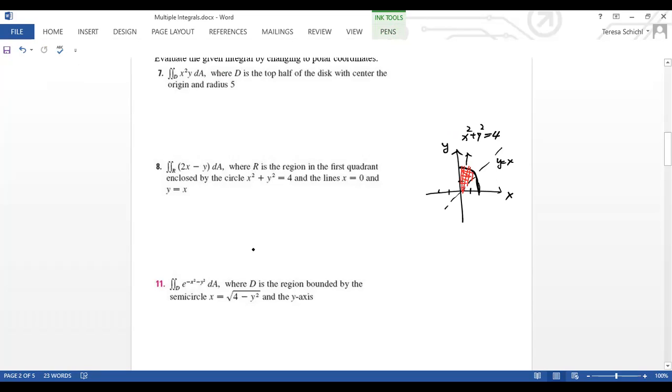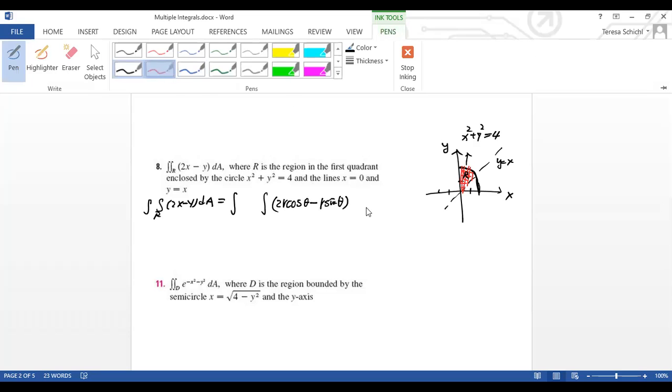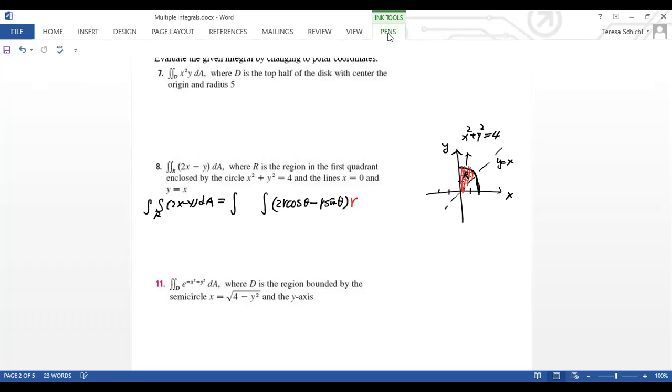So in here, I said, okay, now let's try to change it to the polars, right? This one's here, this is my region R. So I said region R, 2x minus y dA. Let's switch to the polars here. So 2x is 2, what is the x? R cosine theta, right? So 2r cosine theta minus y is what? R sine theta. And don't forget what you need to times here. You need to times the Jacobian, right?